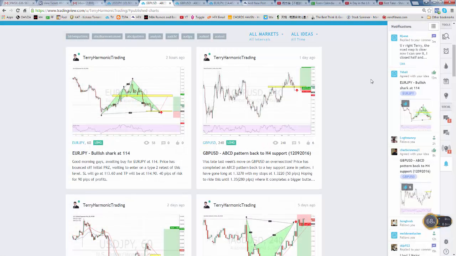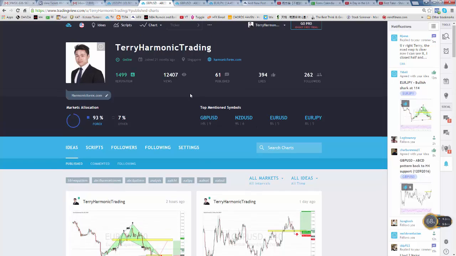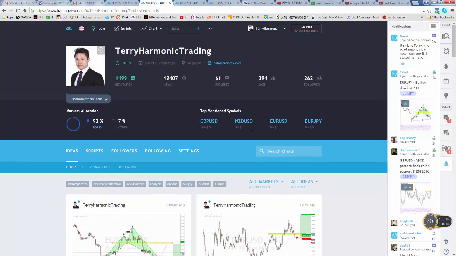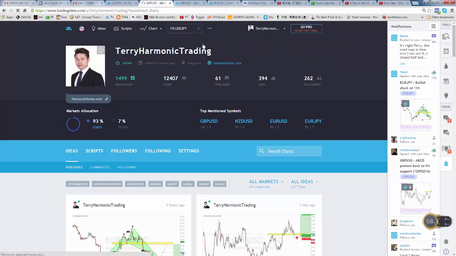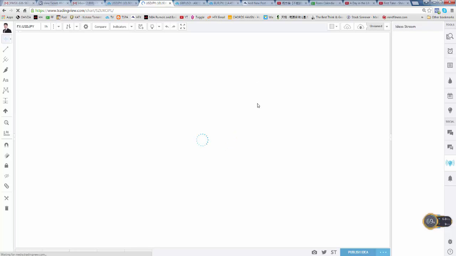First up, I guess this week will be a very happening week for yen. So I'm going to start off with dollar yen. Why do I think that is going to be happening? Because a lot of yen pairs have completed some powerful harmonic setups and I'm looking to cash in on these setups. So first up, dollar yen.